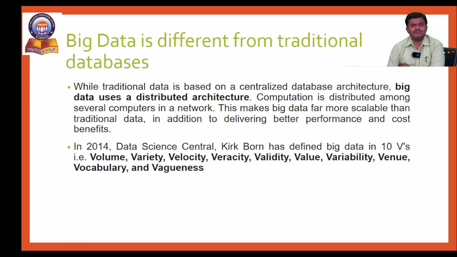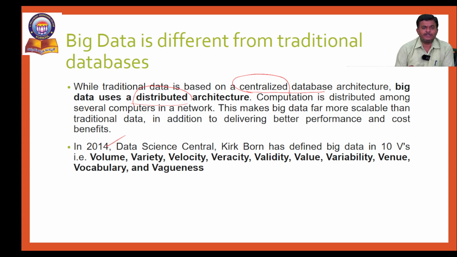Big data is different from traditional databases. We'll see why. While traditional data is based on a centralized database architecture, big data uses a distributed architecture. The traditional systems run on a centralized system, whereas big data uses a distributed architecture. Computation is distributed among several computers in a network. This makes big data far more scalable than traditional data, in addition to delivering better performance and cost benefits.